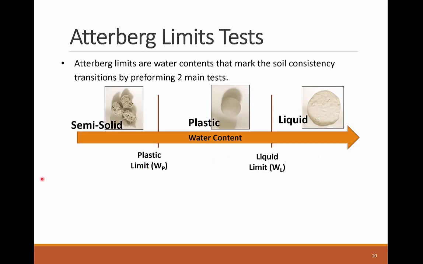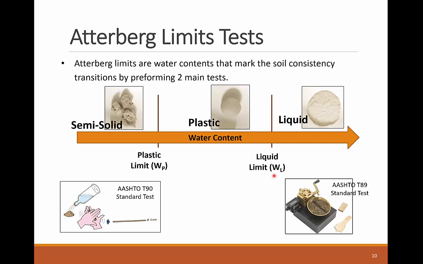The American Association of State Highway and Transportation Officials, or AASHTO, developed standard tests to find the Atterberg limits of a soil sample, namely AASHTO T89 for finding the liquid limit and AASHTO T90 for finding the plastic limit. The detailed procedures for these standard tests are not described here, but I highly recommend that you check the many available online resources and videos to learn about these tests.